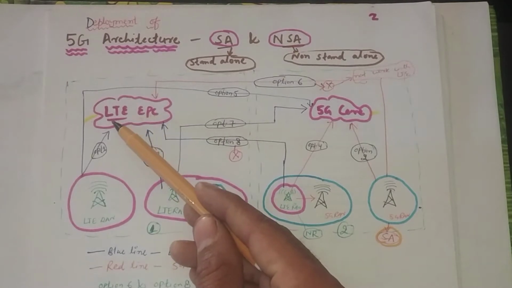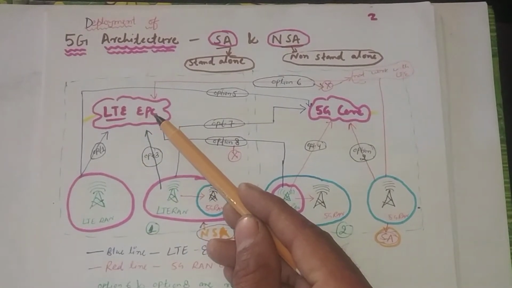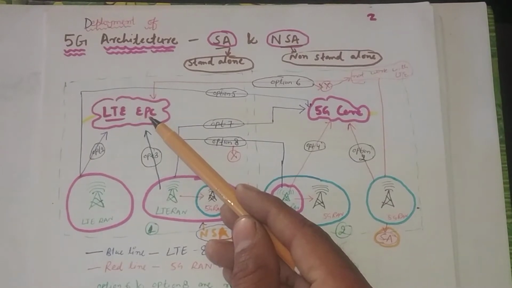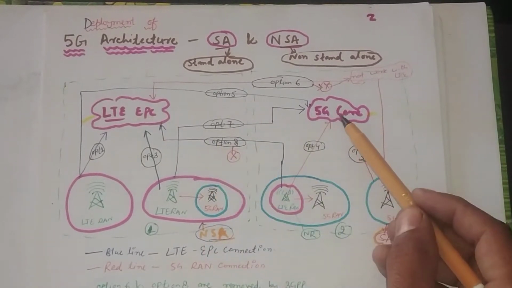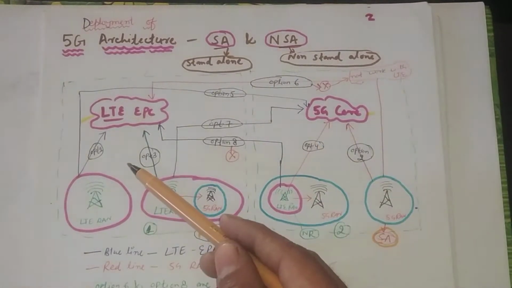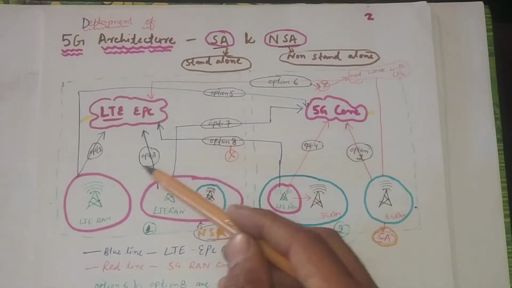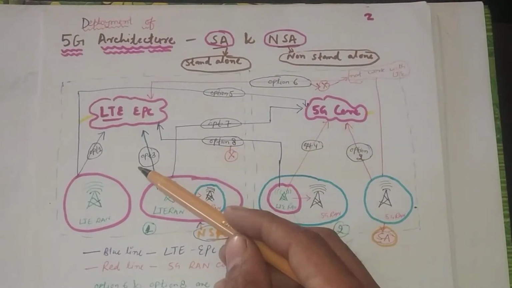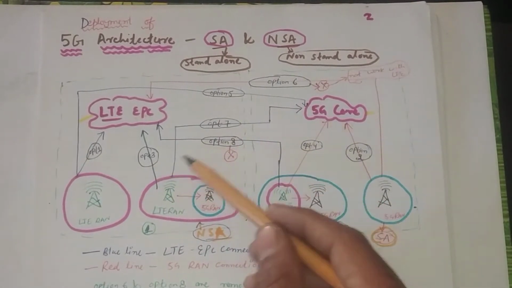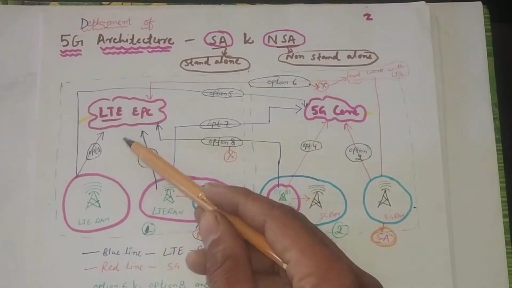LTE is the long-term evolution evolved packet core network. This is the cloud network for the 4G communication system, and this is the 5G data network. And in the form of options, there are a total of 8 options, and these are the interfaces that are used to connect the base station to the cloud.